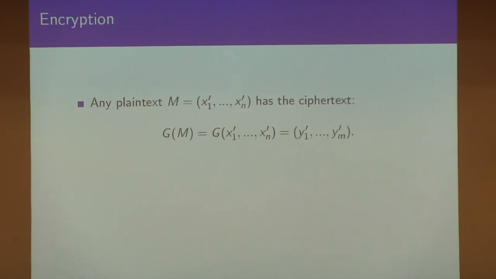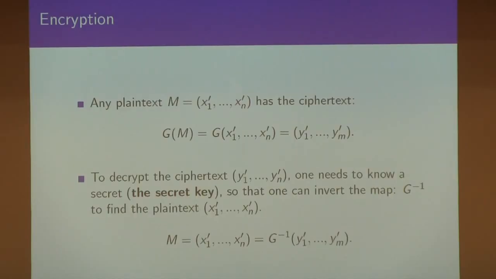And the plaintext is given in the form of a vector over the finite field. Let's call it m, which is x1 prime to xm prime. Okay, so this is your plaintext. And to encrypt is very simple. The encryption means you compute the value of the polynomial. You plug in those x1 prime to xm prime, you compute the value, you get y1 prime to ym prime, and this is your ciphertext.